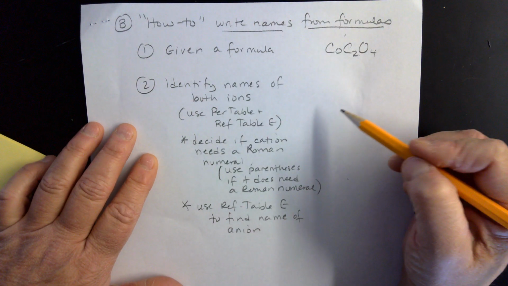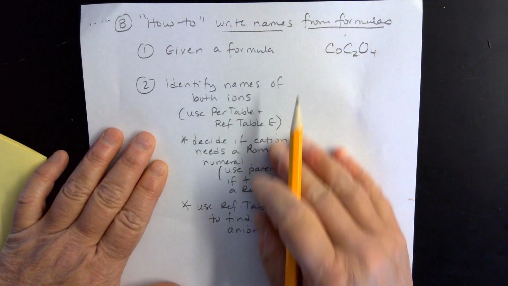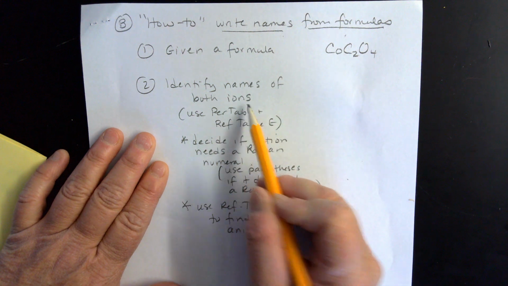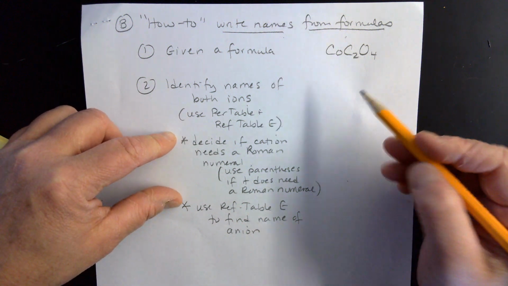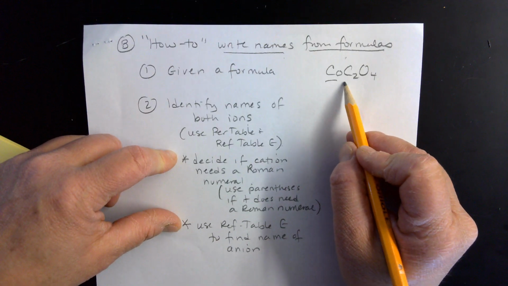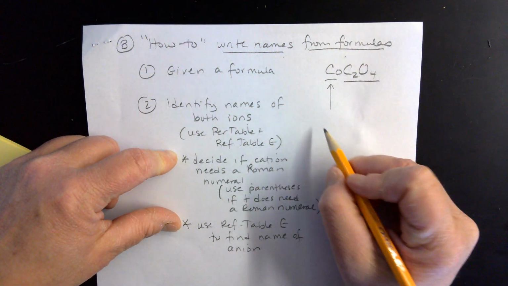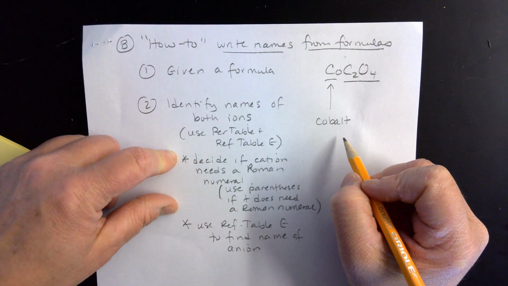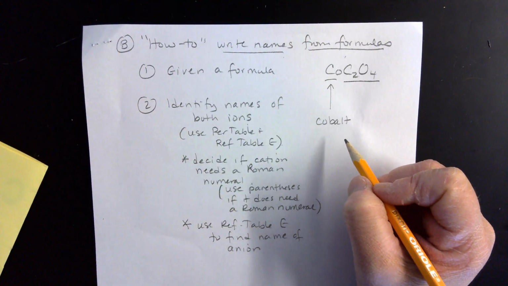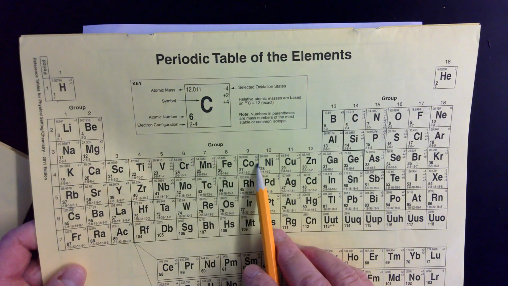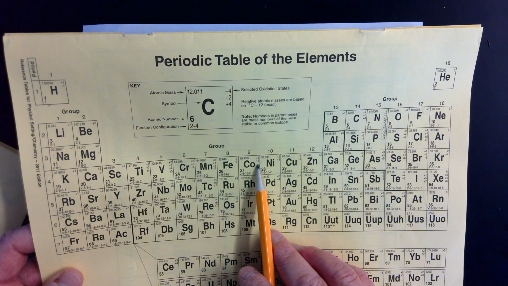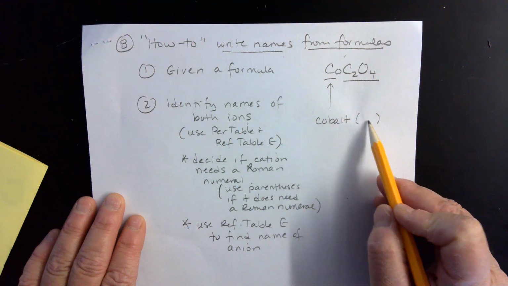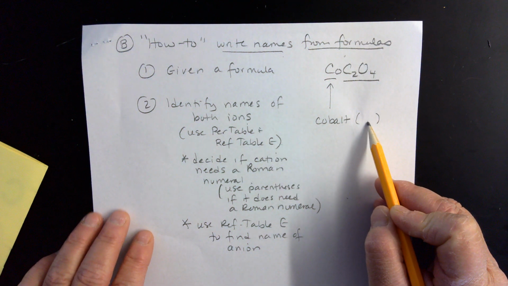Okay, so let's go ahead and show an example here before we get too far down this. So identify the names of both ions. We may need to use reference table E and the periodic table. In this case, if we go back up and look at this, the name of Co is cobalt. We go to our periodic table and see if cobalt has more than one possible charge, which it does. Cobalt can either be a +2 or a +3. So that means this cobalt is going to need a Roman numeral, but to figure it out, we're going to have to come back to that.